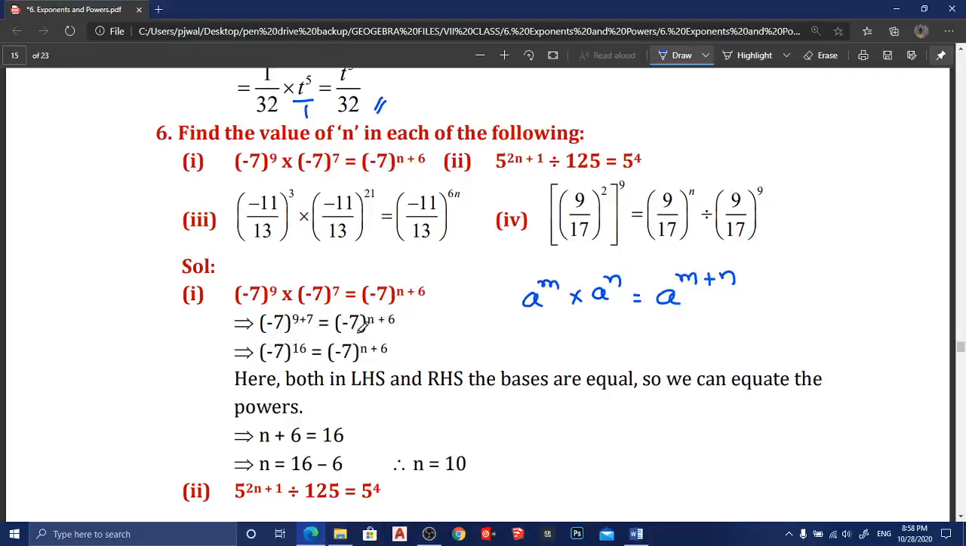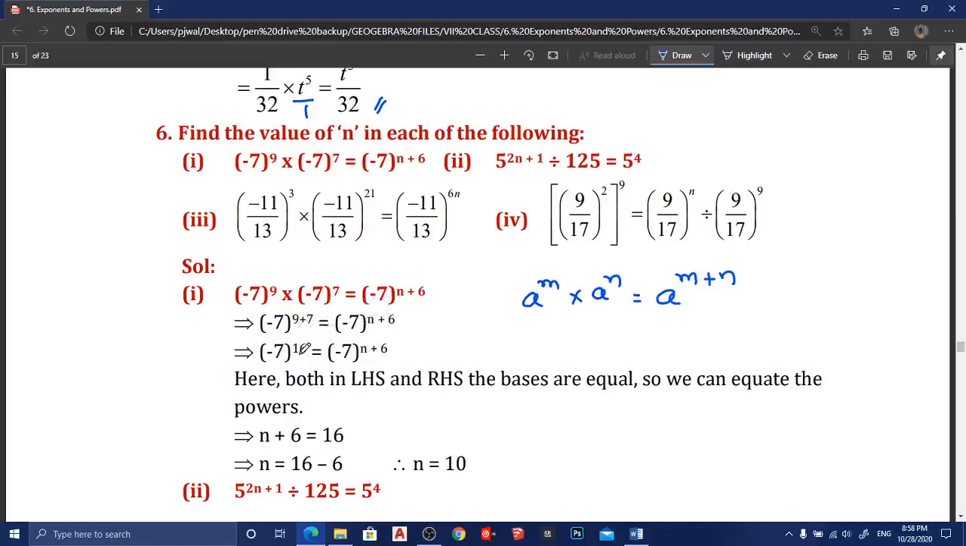So now if you observe, both in LHS and RHS the bases are equal. Now we can equate the powers. Already I explained this to you in the first exercise, which is 6A.